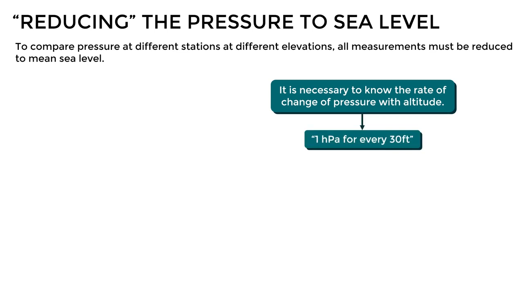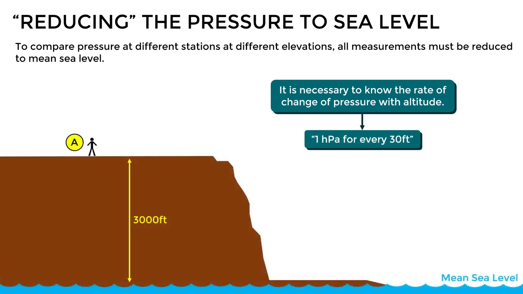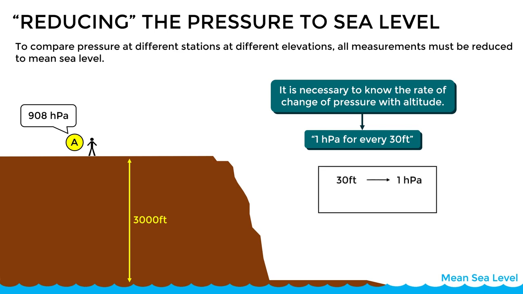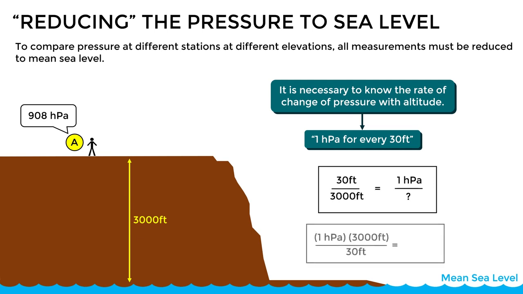With this in mind, let's say that station A is at an elevation of 3,000 feet and is reporting a QFE of 908 hectopascals. If in this case we want to reduce that pressure to sea level, then taking into account the vertical pressure gradient, we could make a simple rule of 3. If the pressure changes by 1 hectopascal for every 30 feet, then how much would it change in 3,000 feet? Well, after doing the math, we obtain as a result that it would change 100 hectopascals. What this means is that the pressure difference between 3,000 feet and sea level is around 100 hectopascals.